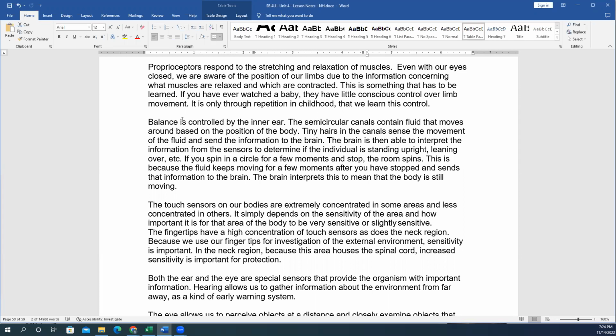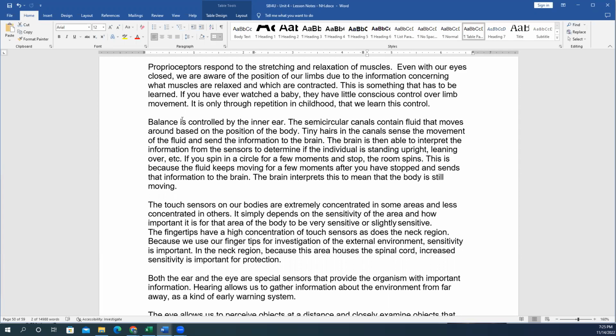So if you, for example, spin in a circle for a few moments and then stop, you have this feeling that the room is spinning. And this is because fluid keeps moving within your ear canals, even after a few moments after you have stopped spinning. That fluid keeps on moving and sends that information to your brain, and then your brain interprets this lingering movement of the fluid to mean that your body is still moving, even though you have stopped.